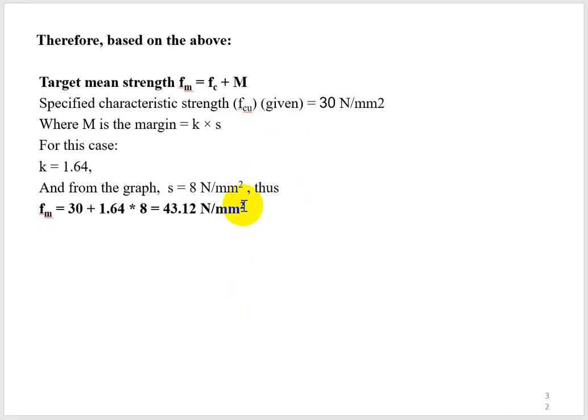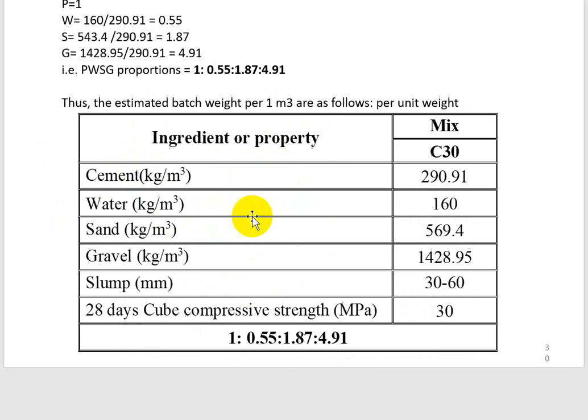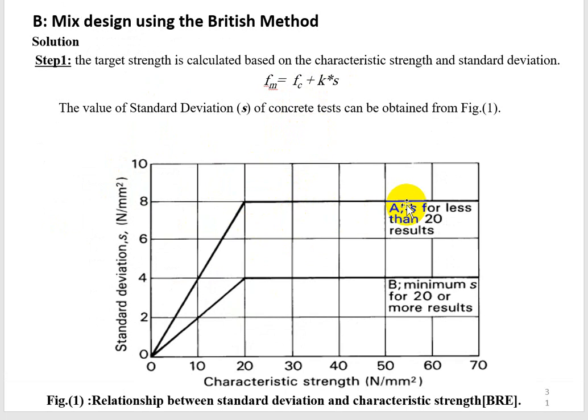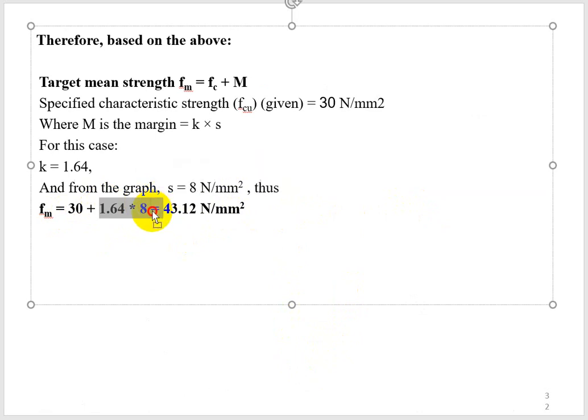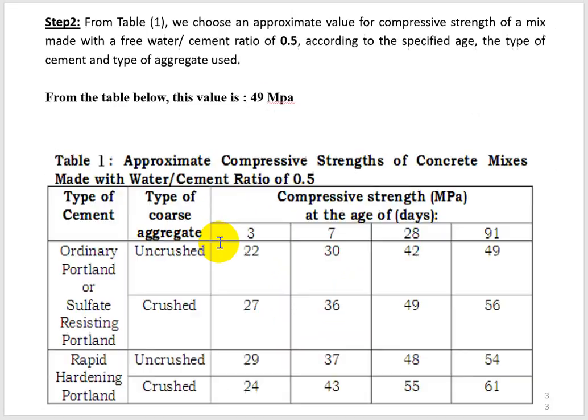We first find the target strength, and by applying the formulas, here we have the K is provided, and the S says zone A, so we could just correspond the 30 megapascal against the right curve, and then we get the 8. So we have 8 megapascal, the standard deviation 1.64, the K multiplied by the 30 plus multiplying the M, so that will be the 43. Then we go to that table. So we have ordinary Portland cement crushed rock corresponding to 28 days, so that's 49.